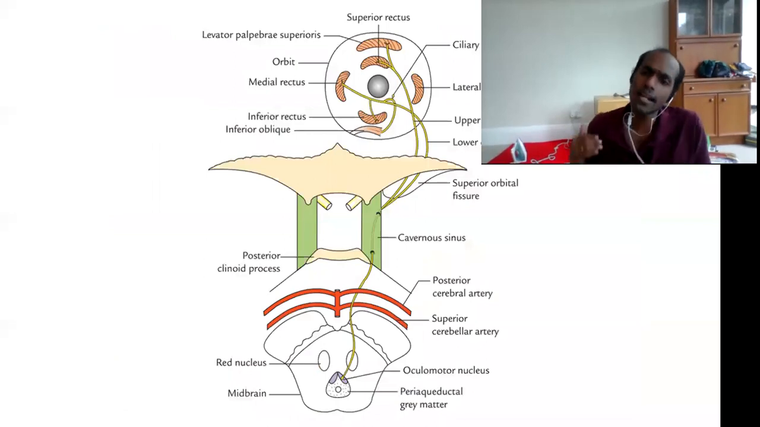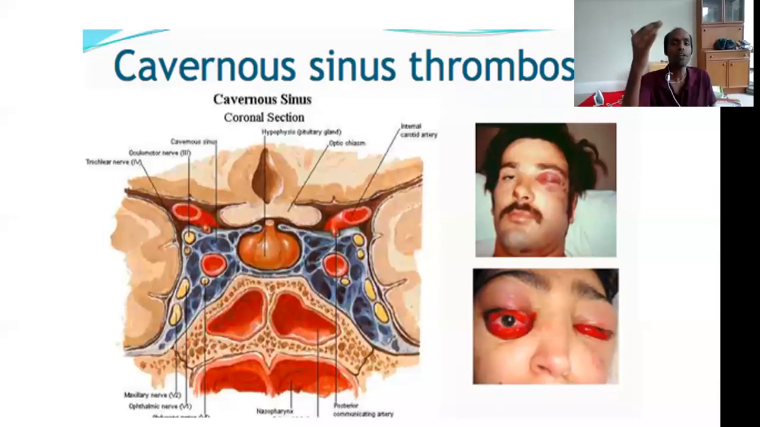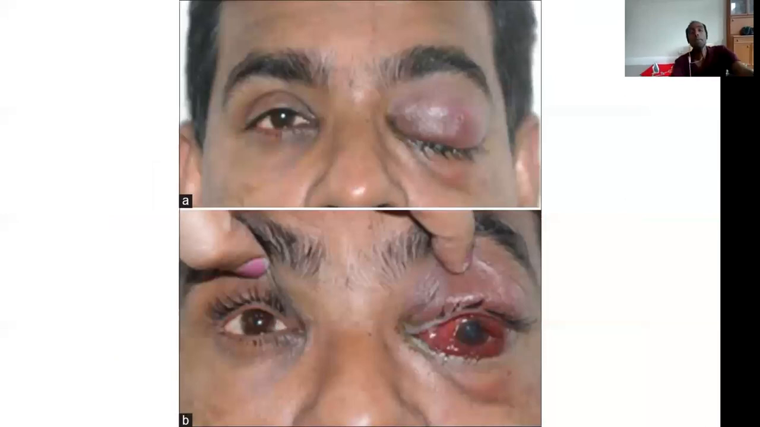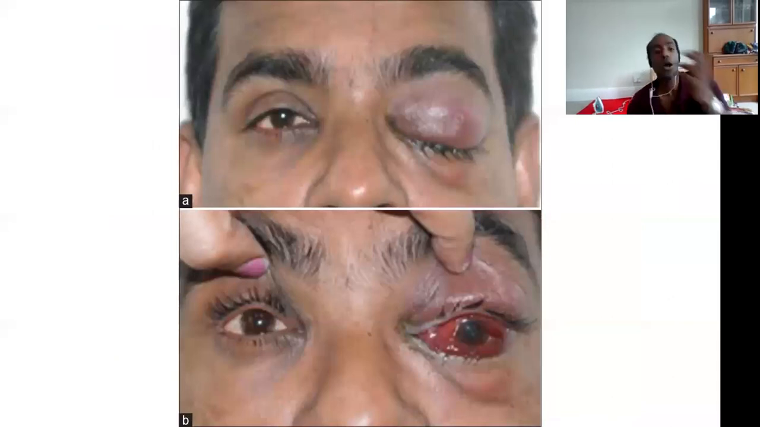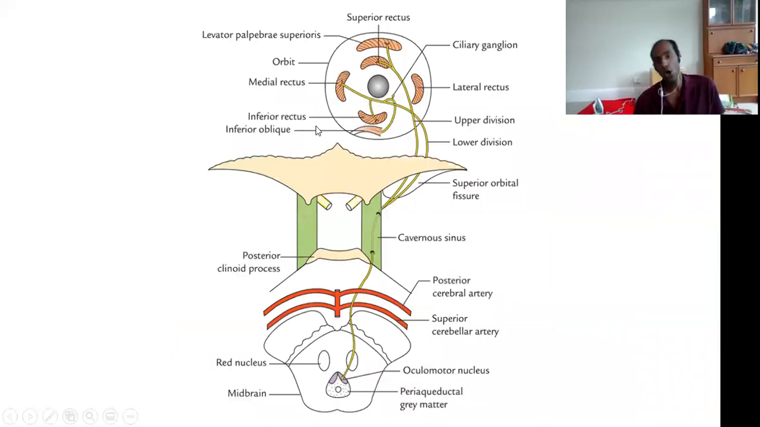The third cranial nerve next travels through the cavernous sinus. There you have 3, 4, and 6 together, and the first and second divisions of the trigeminal nerve. So a lesion there would cause complete ophthalmoplegia with sensory loss in the ophthalmic and maxillary divisions. If it's a thrombosis of the cavernous sinus, the eyeball will be proptosed and very painful and red. Right, good. Moving on.